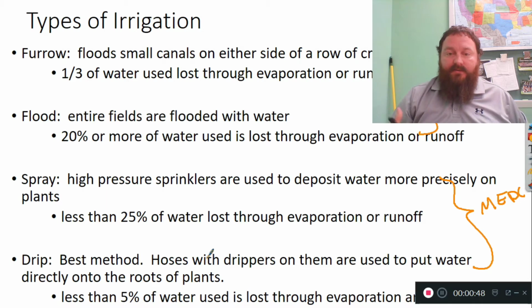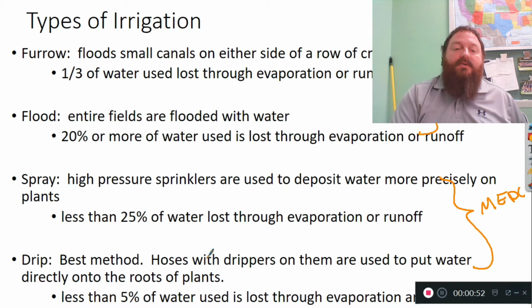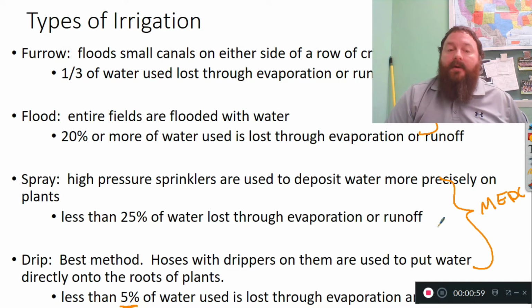We have to have lots of hoses and drippers, and it puts the water directly onto the roots. So you can see we have a very high efficiency. We're only losing 5% of our water through evaporation and runoff. However, it's going to have a cost associated with that improved efficiency. So only the places that can really afford to pay that higher cost really makes sense to use this.